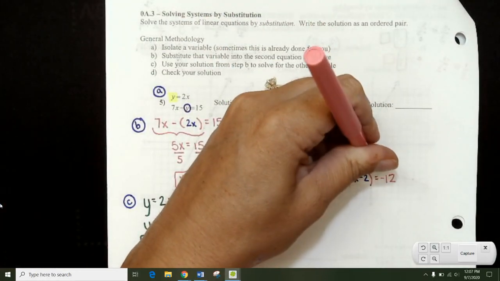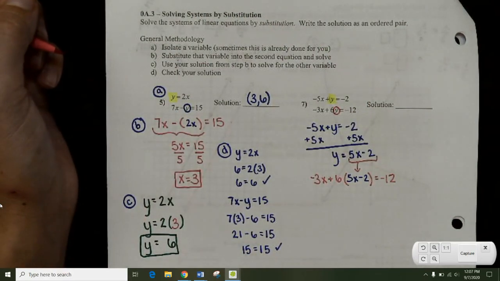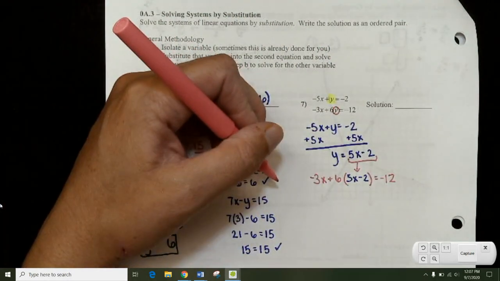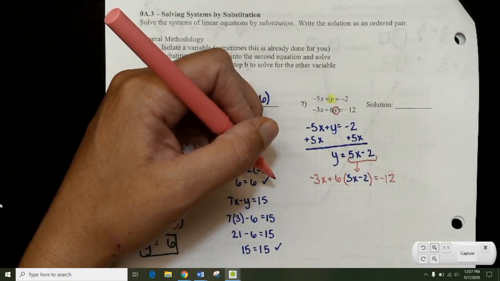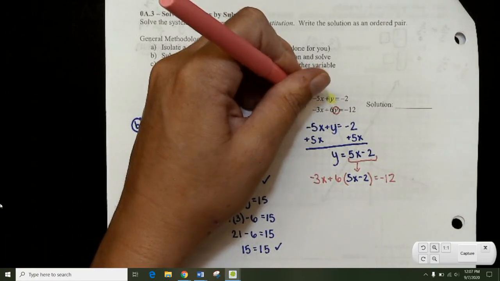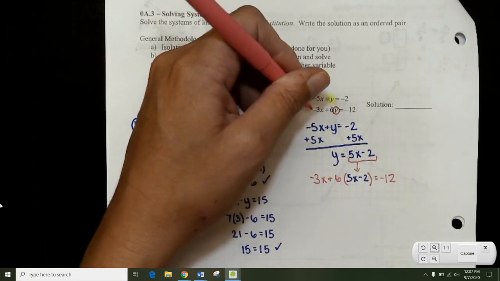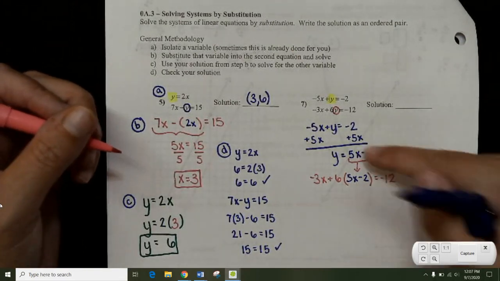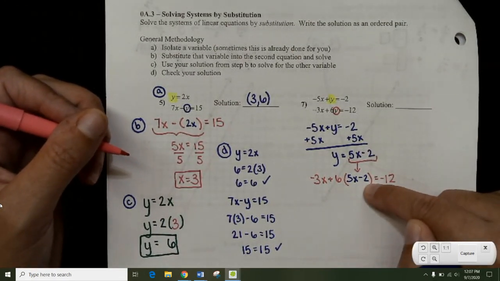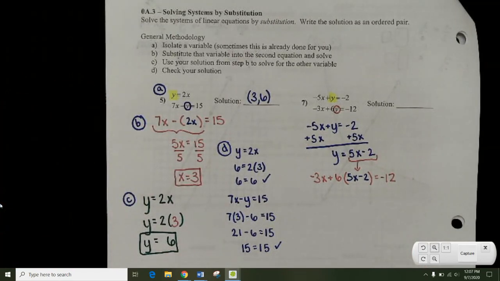So notice I just took this and I put it in place of the y. Now I have only one variable in the equation. So notice I isolated in one equation, and then I plugged it into the opposite equation. You really need to make sure once you isolate, you're plugging into the other equation. So now from here, I'm solving a one variable equation.